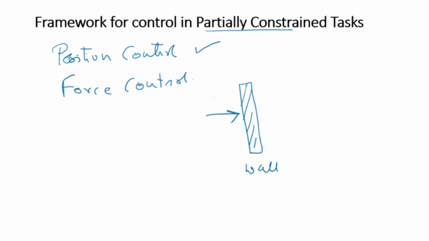Okay, now you're applying a force, let's say 10 newtons in that direction. Can you apply a force on the wall? Yes. Why? Because the wall is giving you an opposite and equal reaction in this direction. That is the reason why you're able to apply a force.